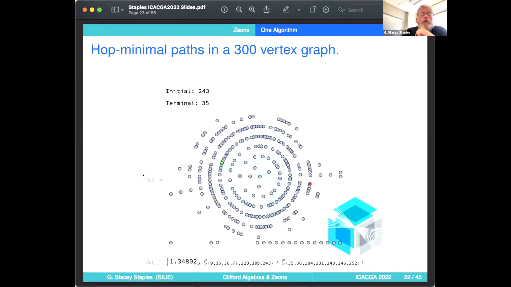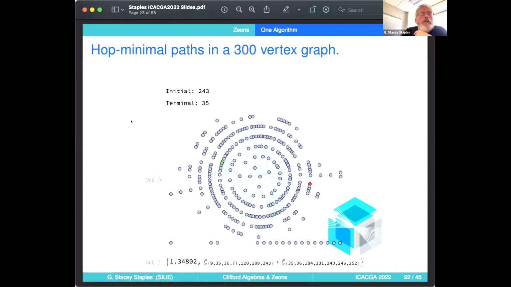So I moved up to a 300 vertex graph, and I kept it sparse just to keep it interesting. So I lowered the probability. But if this were more complicated, it would actually be quicker, and I'd probably have fewer, maybe only one or two. But anyway, there are only two paths here. Looks like 6 hops, 6 steps to get from 243 to 35. So from the green one to the red one here, it took me 1.3 seconds to calculate that. But again, if it were more dense, there would be fewer steps of the algorithm.